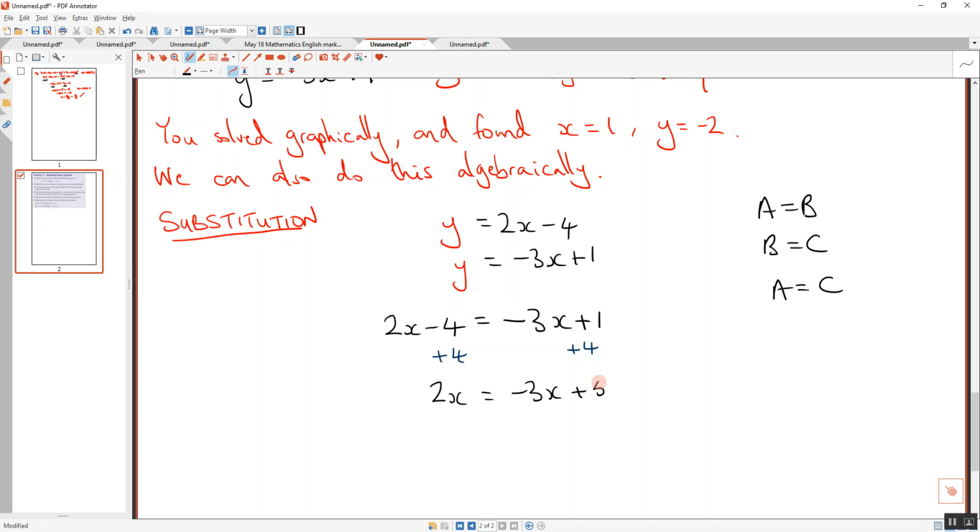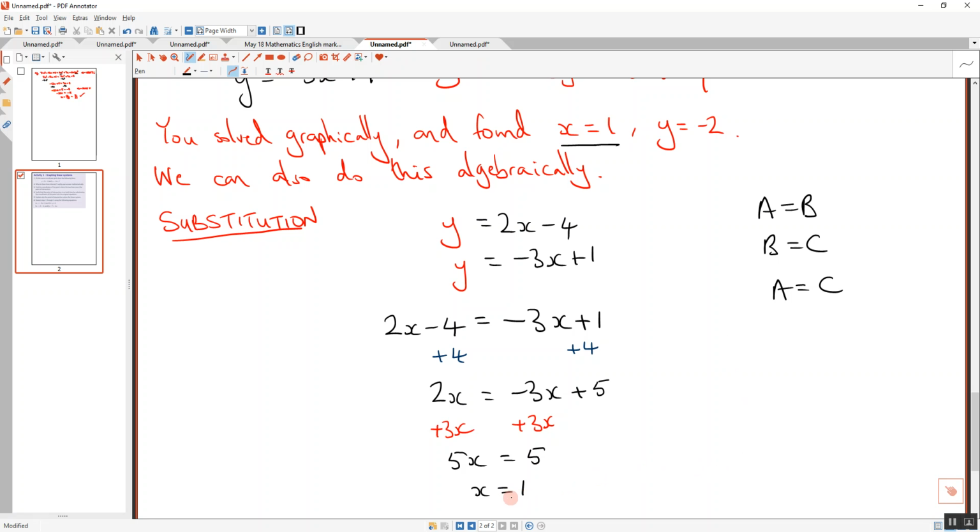Okay, next step. Sam? Can we move the negative 3x? Right, okay, add 3x to both sides. So I end up with, on the left hand side, 5x equals 5, so x equals 1, which is what we find algebraically.